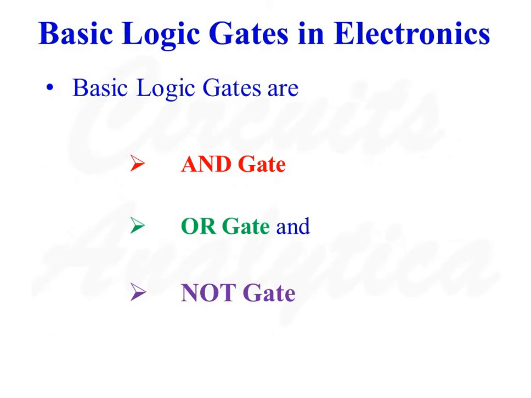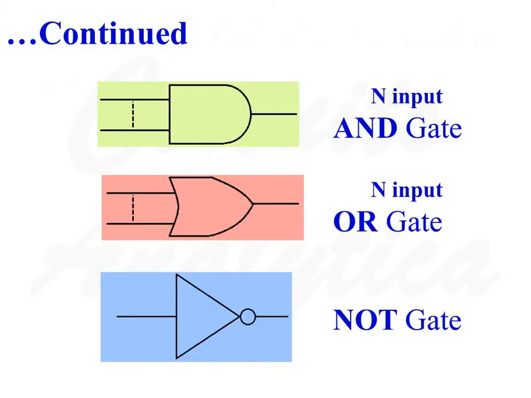Now let us discuss basic logic gates in electronics. Basic logic gates are AND gate, OR gate, and NOT gate. So these are the symbols of AND, OR, and NOT gates respectively. Here for the AND gate and OR gate, there are n number of inputs and only one output. And for a NOT gate, there is only one input and one output.